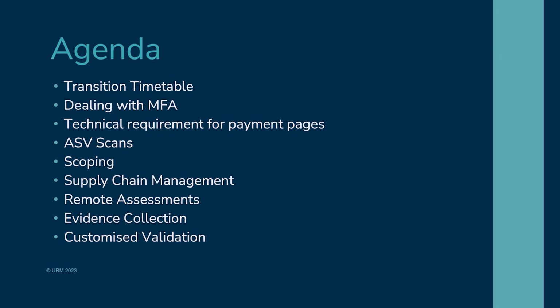We'll be looking at the extra requirements for performing vulnerability scans conducted by a PCI approved scanning vendor, an ASV. And then we'll be addressing scoping and ensuring it's properly documented, the increased focus on supply chain security and risk management, and then considering how remote assessment activities could affect your report on compliance, your ROC, ensuring that you're ready for new evidence collection processes, and finally we'll be looking at the customized validation approach introduced by version 4.